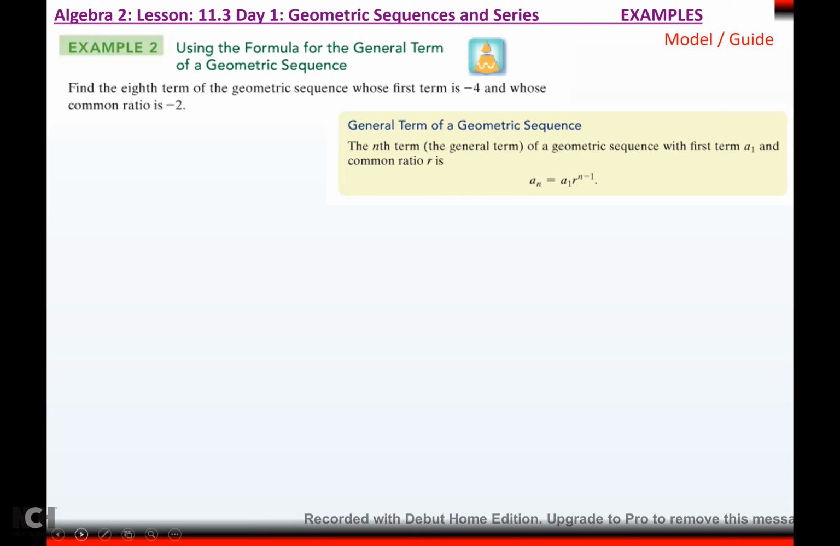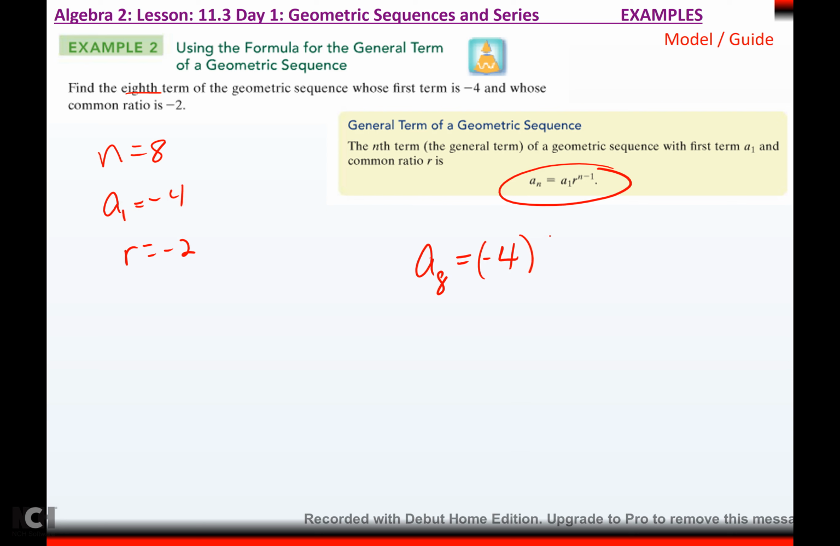Alright, so this one says, find the 8th term of the geometric sequence whose first term is -4 and whose common ratio is -2. So they're telling me n is 8. They're telling me a sub 1 is negative 4 and the common ratio is negative 2. If I plug that all in, the 8th term of this sequence would be the first term, which is negative 4, times my common ratio, negative 2, to the n minus 1. 8 minus 1 would be to the 7th.